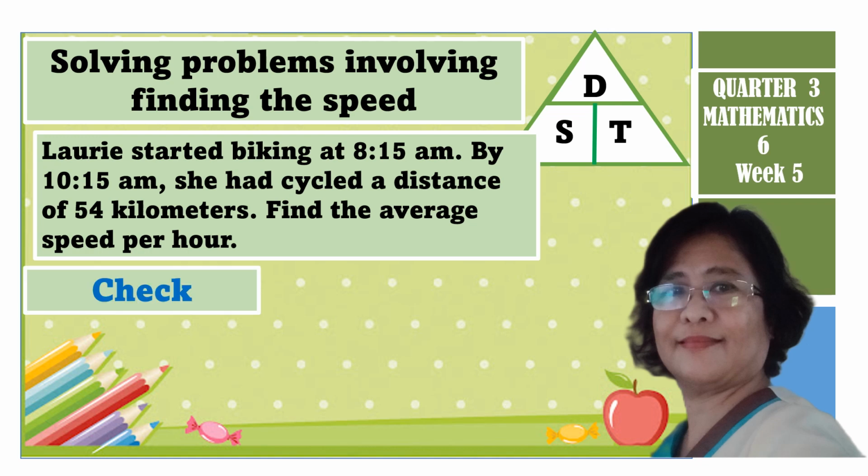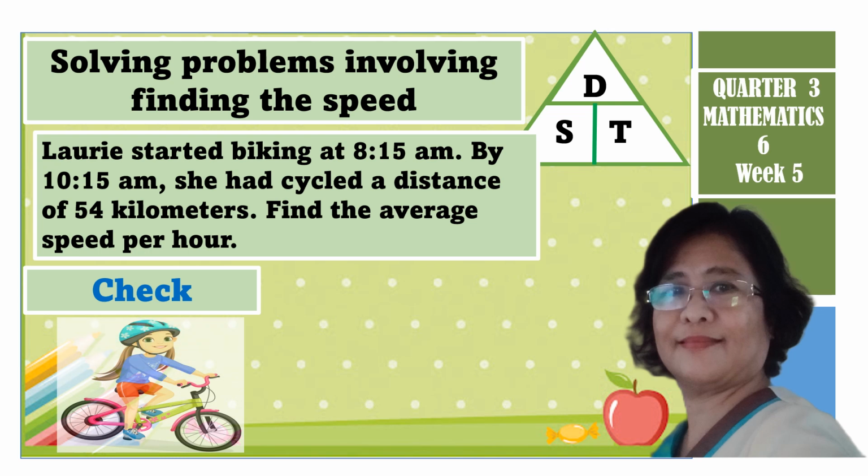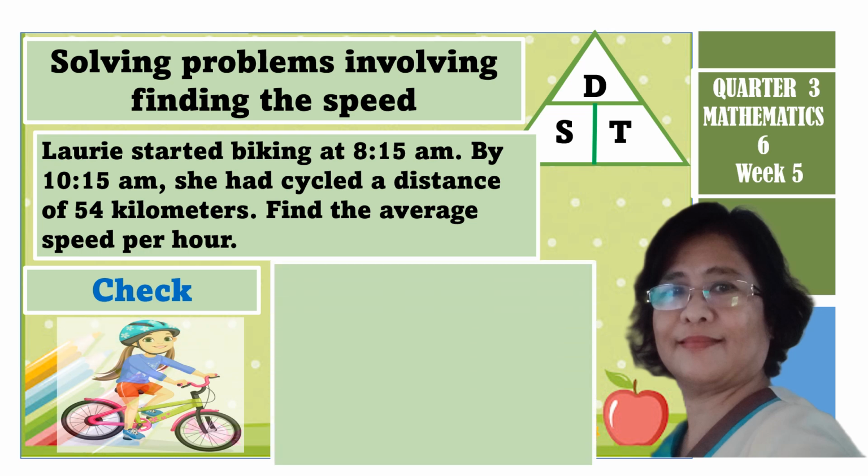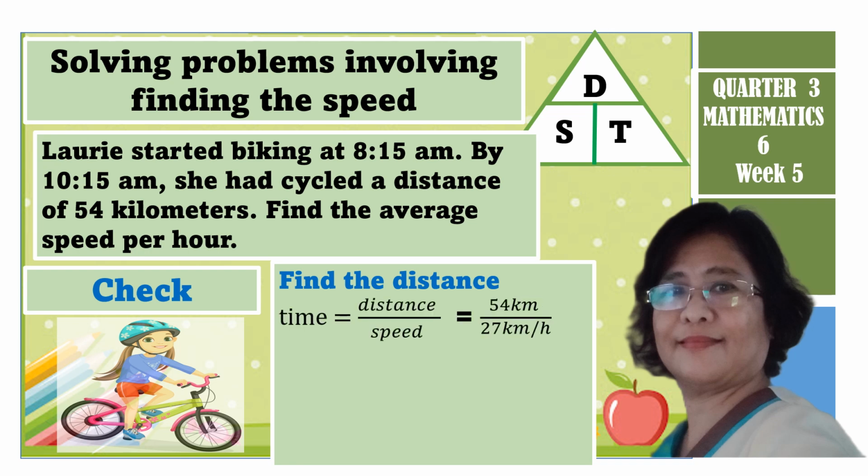To check your answer is correct, we have to work backward using the unknown number from a while ago. We are going to determine the time spent by Lori in biking. To look for the time, divide the distance over the speed. The distance is 54 divided by the speed, which is 27. The answer is 2 hours.